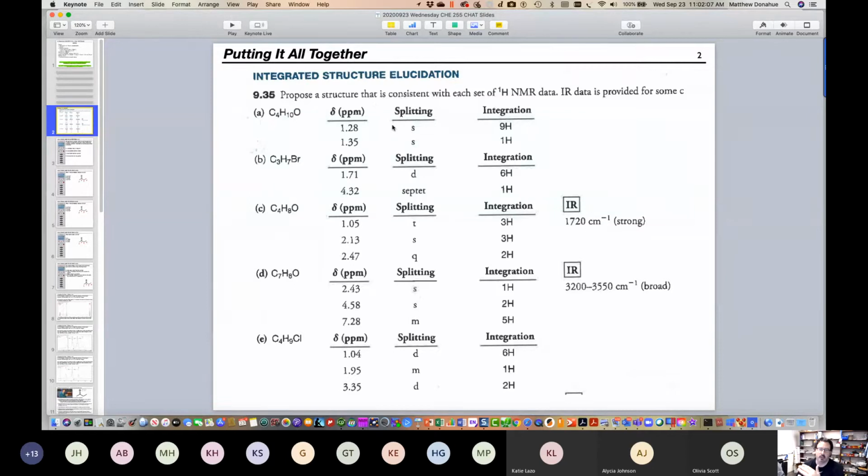This was taken from a different book. That's why this chapter number is different, but still it's a problem that we should be able to answer. So problem A, we have a molecular formula C4H10O. We have two signals in the proton NMR. One is at 1.28, a singlet that integrates to 9. Then we have another signal at 1.35, which is a singlet that integrates to 1 hydrogen.